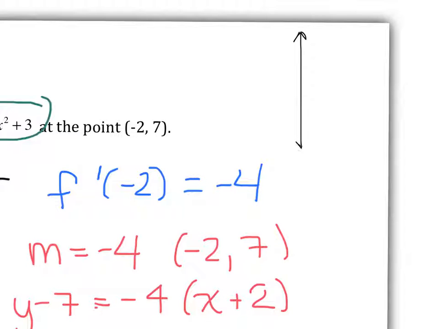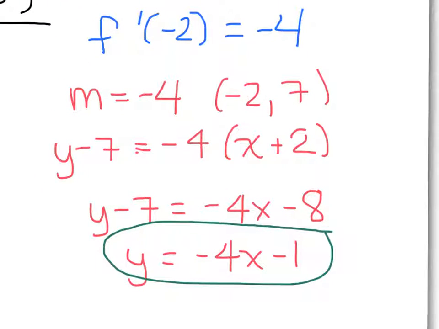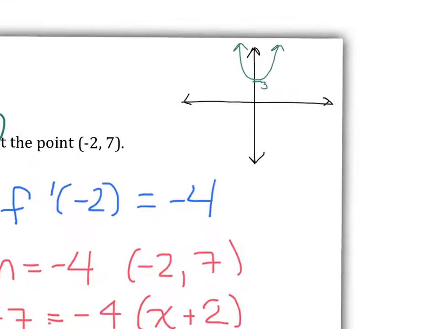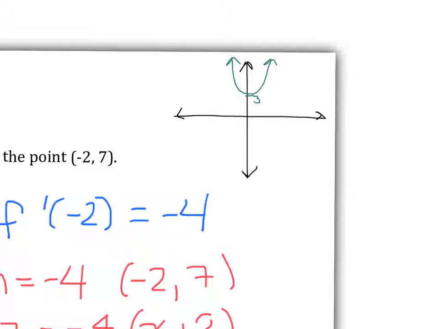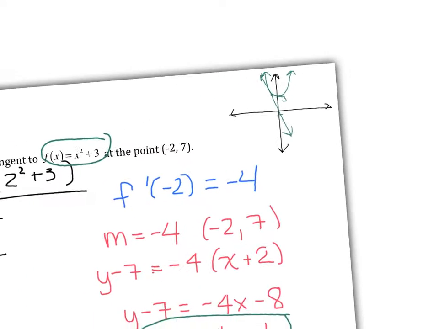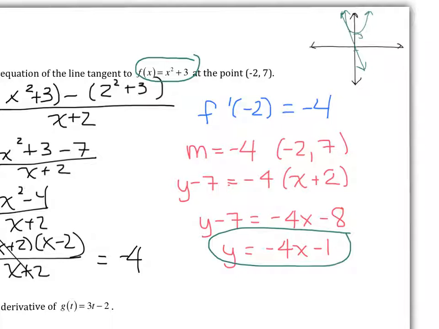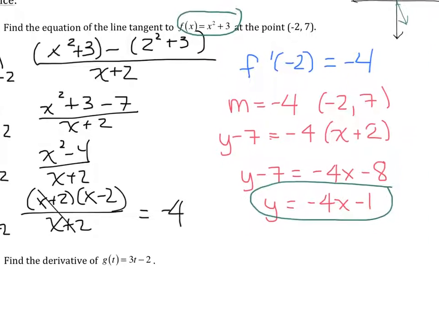So when I graph this, if I have x squared plus 3, well that's a parabola, right here. Looks something like that. Then if I want to graph my tangent line, y equals -4x minus 1, it looks something like this. And you can see that our tangent line really is the tangent line at that curve. You can plug those both into your graphing calculator and check that out for yourself.